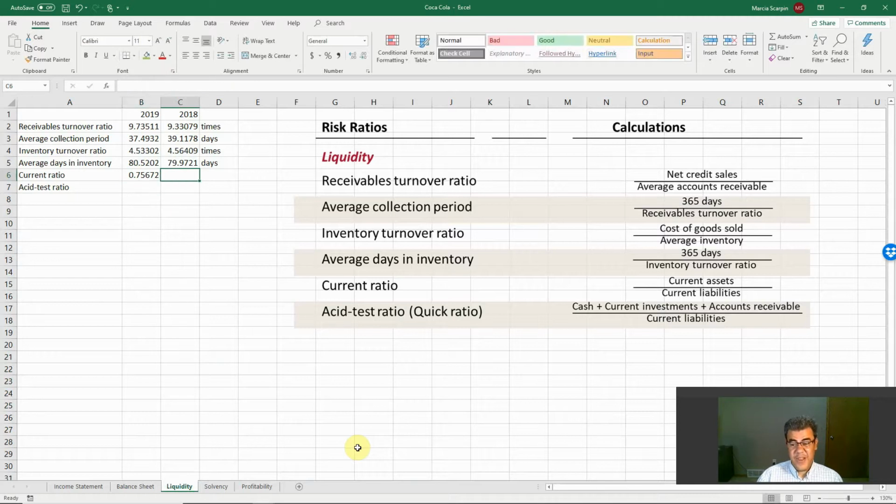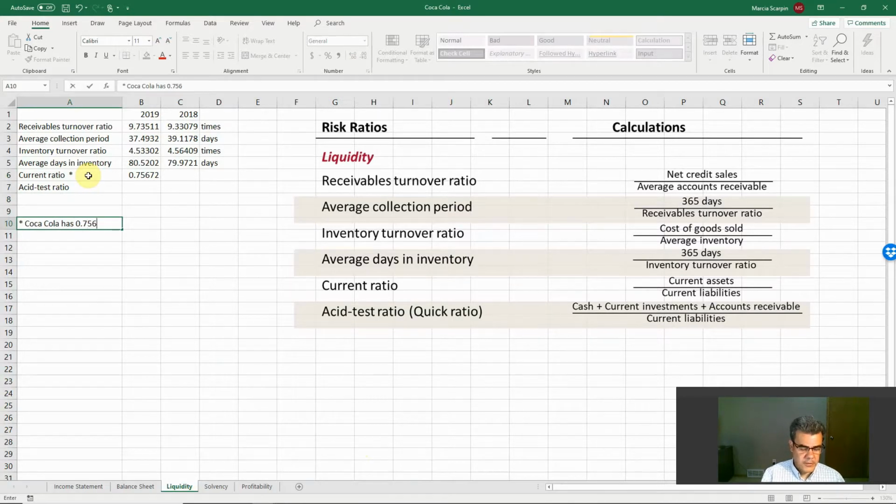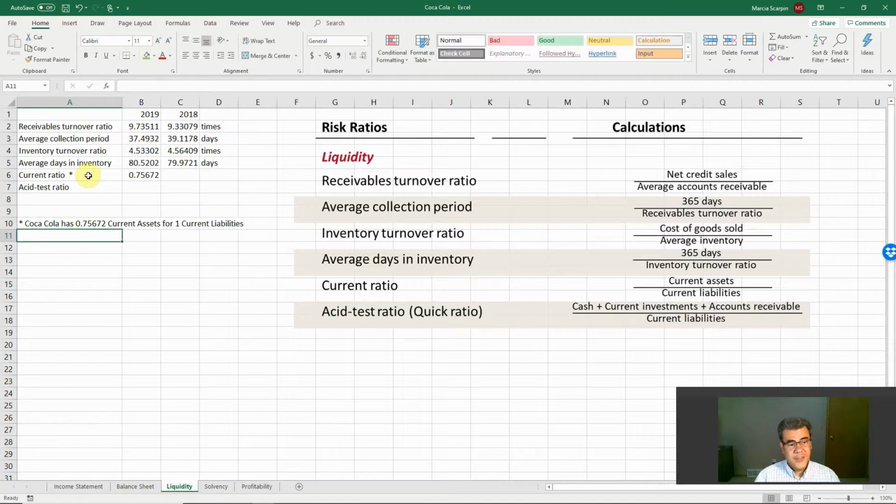0.75. Very, very bad number. Usually below 1 is a bad number here. Why? How do we analyze it? Asterisk, asterisk. Coca-Cola has 0.75672 current assets for 1 current liabilities. So, okay, we have more liabilities than assets. That is not a good number.